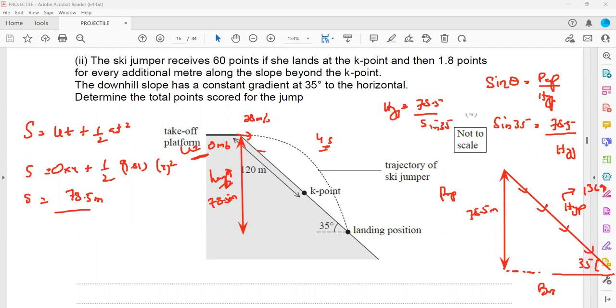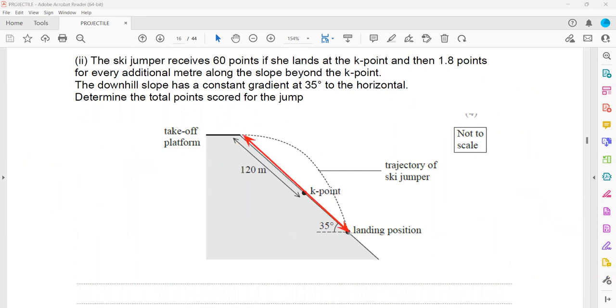So how many extra meters has it covered? If the K point is 120, and the total distance it has covered on the inclined surface is 136.9, how much extra distance has it covered after the K point? So 136.9 minus 120 will be 16.9 meters. So 16.9 meters is the extra distance which this skier or athlete covered.